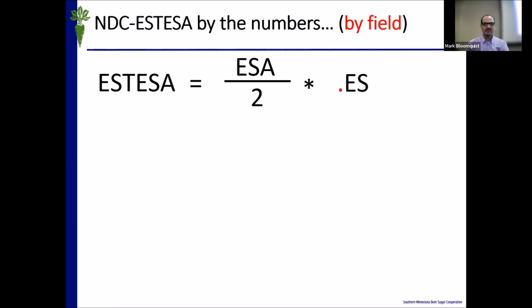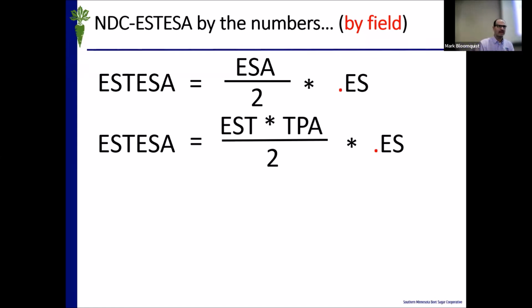ESTESA is ESA divided by 2 times the decimal equivalent of ES. Most of you are saying, holy crud, this guy's going to talk for 30 minutes about something as simple as that particular equation. But remember, simple is important because that leads to adaptability, right? The other thing is it's not quite that simple, because I'm going to break out ESA, because remember, that's EST times TPA divided by 2 times the decimal equivalent of ES.